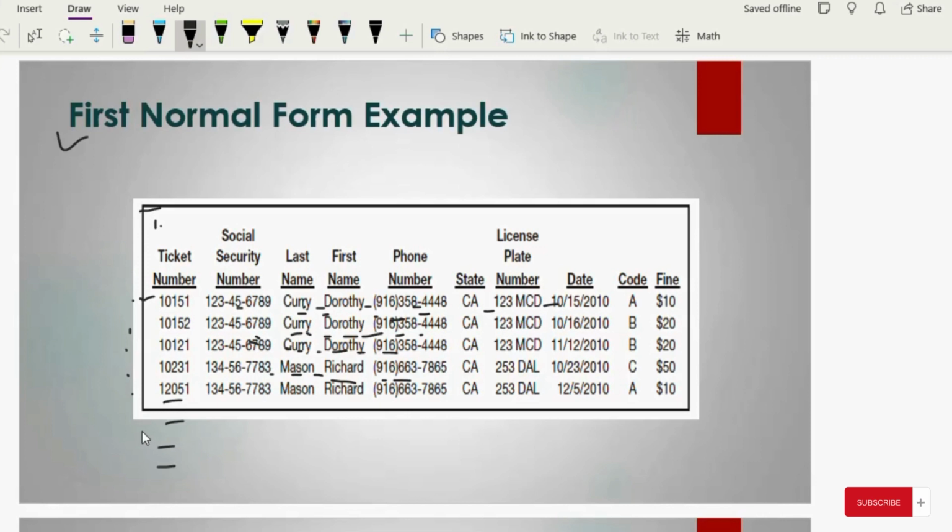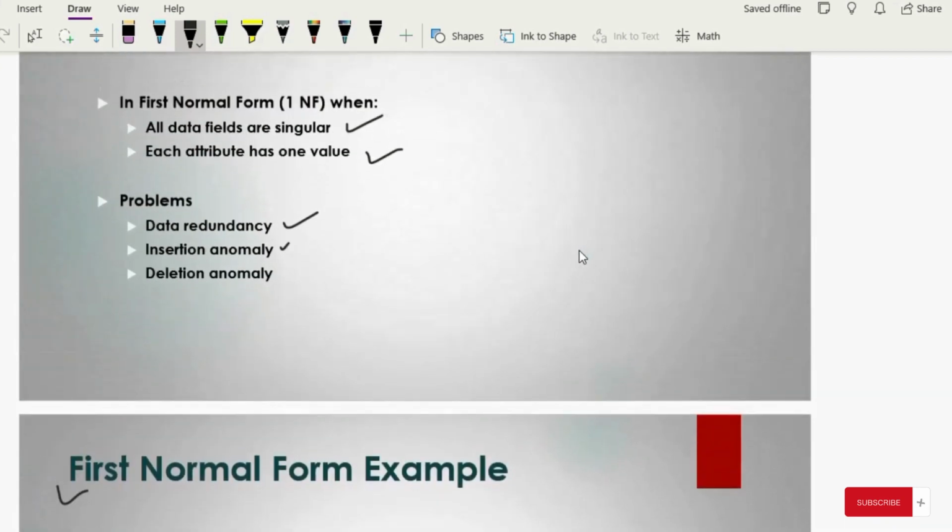Deletion anomaly means that if, for example, this Mason has paid all his tickets, his information will be removed from this database, right? And then his record is gone. We don't have any backend record for this student or his car number or his plate number, so it's a problem. So three problems are there with the first normal form. Data redundancy is there, insertion anomaly is there, which restricts you from entering data which is not relevant to all the fields, and deletion anomaly is also there, that if we delete, our record is completely deleted.